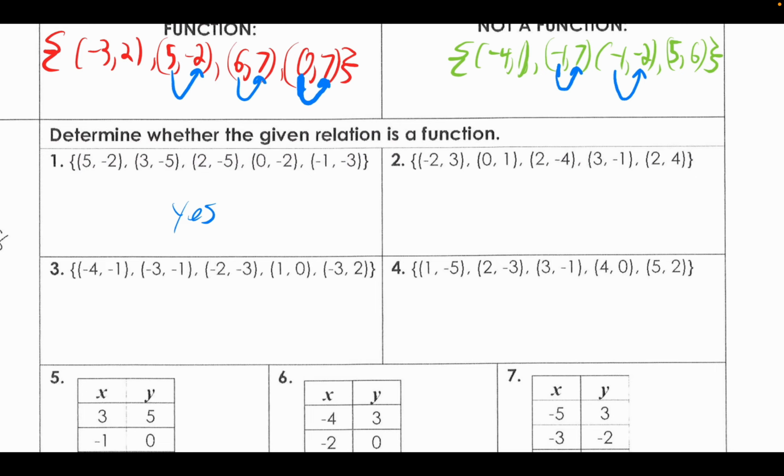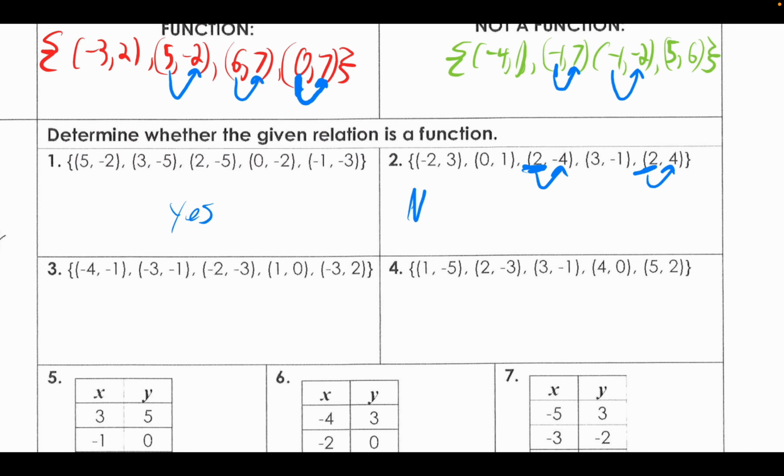Whereas when I look at number 2, I look at the x values and I notice, oh, 2 right here. I see 2 twice, and it goes to -4 and +4. -4 and +4 are 2 different numbers. And so because 2 goes to 2 different numbers, this is not a function. So I'm going to put no, and it didn't ask me for a reason why, but you might want to start listing reasons why when it's no.